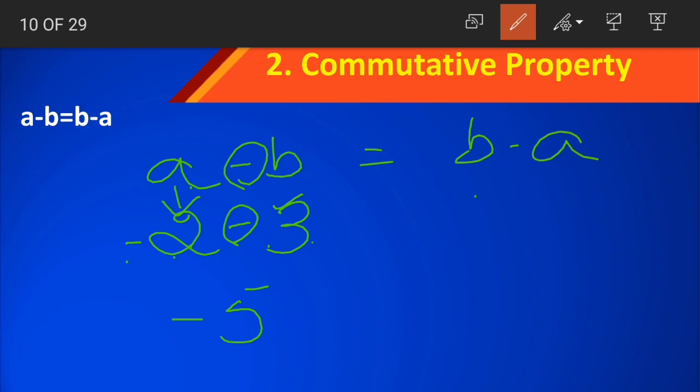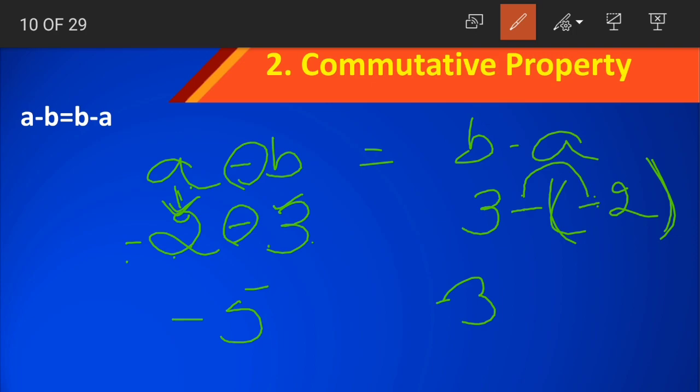Clear? Now b minus a. What is b? b is 3. Then the minus symbol for subtraction. What is the value of a? a is minus 2. As we have two signs here, we put it in a bracket. Coming to the solving part, 3, then minus into minus becomes plus, and we copy the 2. What is 3 plus 2? 3 plus 2 is equal to 5. 3 is the higher number which is positive, so the answer is also positive.